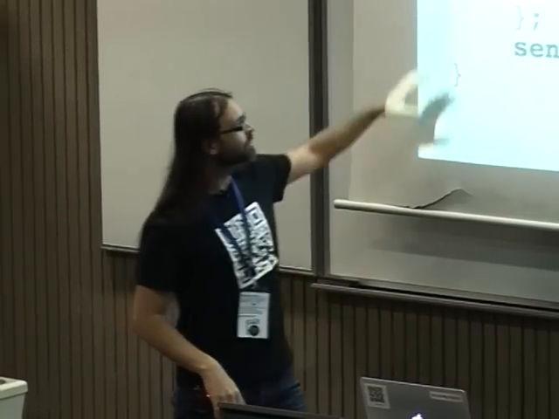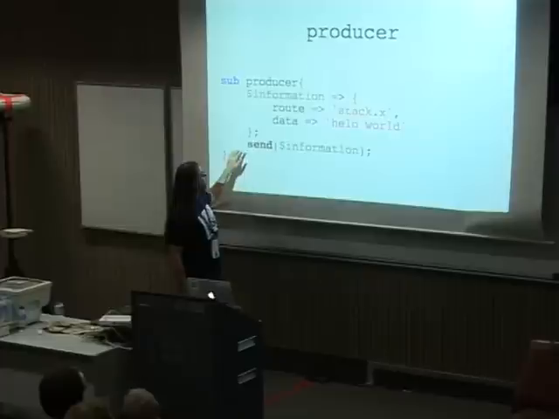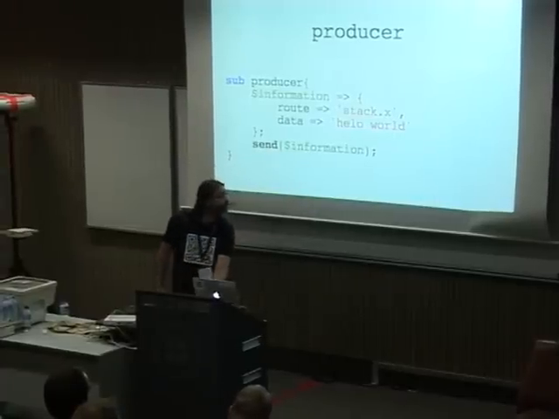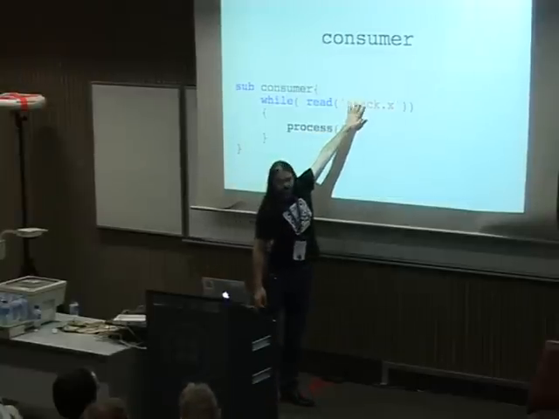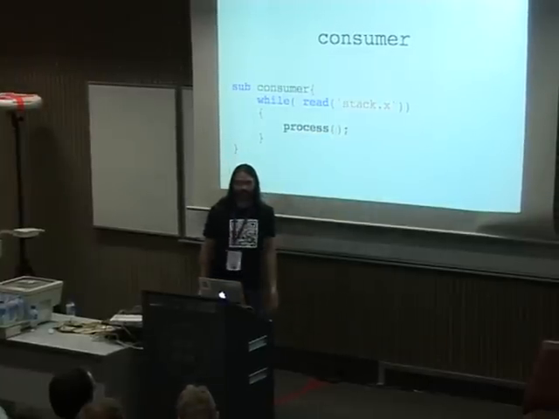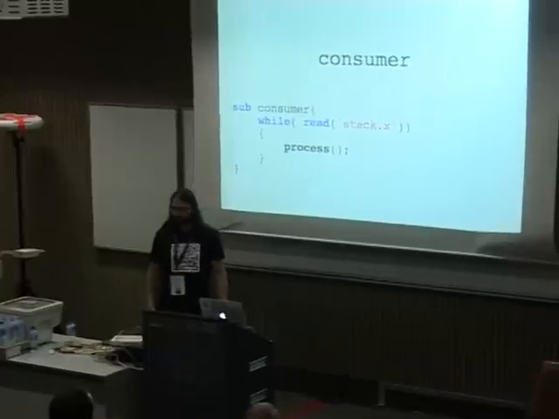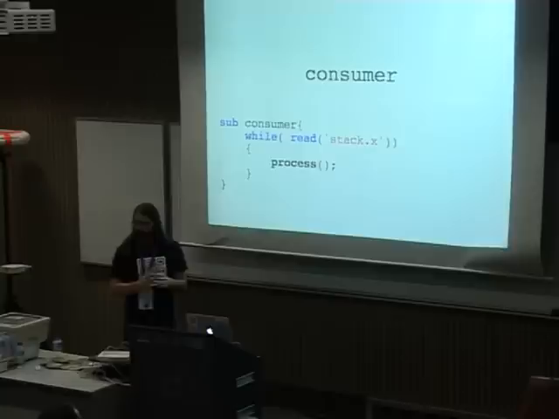Probably easier to look at a bit of code. We have some information, we have some routing information, and we have some payload that we want to route to this location. And then we just send it off to the message queue. And the message queue routes it to that very location. And then we have some client code that just looks at the stack at that location in the message queue and processes whatever it gets. So that is a message queue in its very, very basic form.